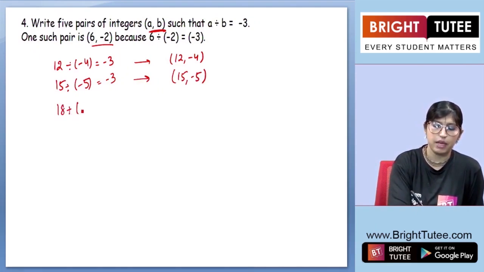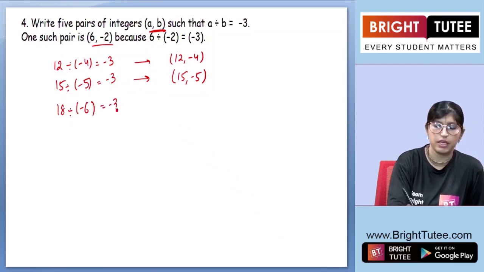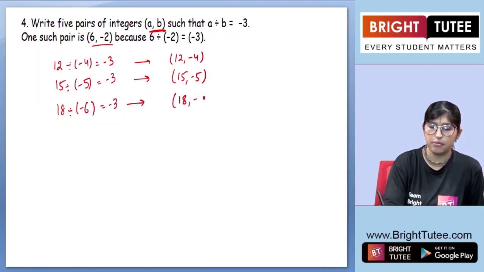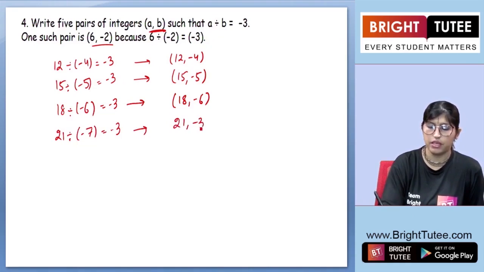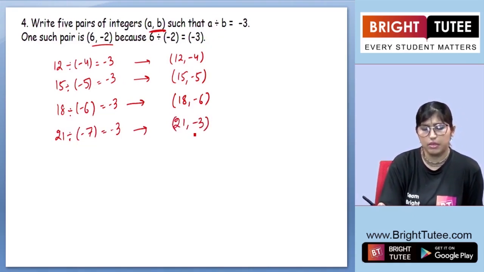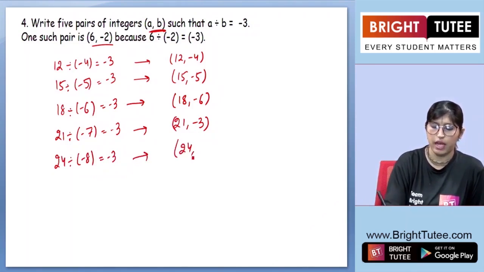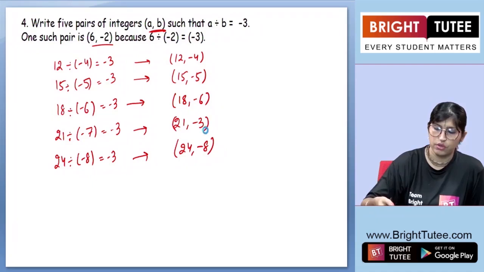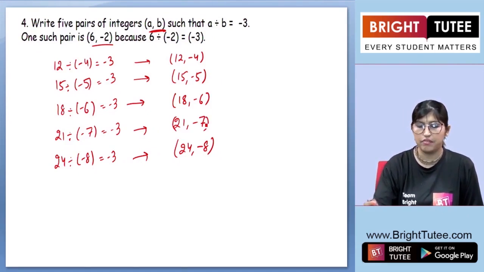Next can be 18 divided by minus 6, which will be again minus 3. So we'll be getting 18 and minus 6. We can get 21 divided by minus 7 will be minus 3 only, and we can write it as 21 and minus 7. We can go ahead with some other examples as well, let's say 24 divided by minus 8 will be minus 3. So we can write down 24 and minus 8. So these could be 5 such pairs.